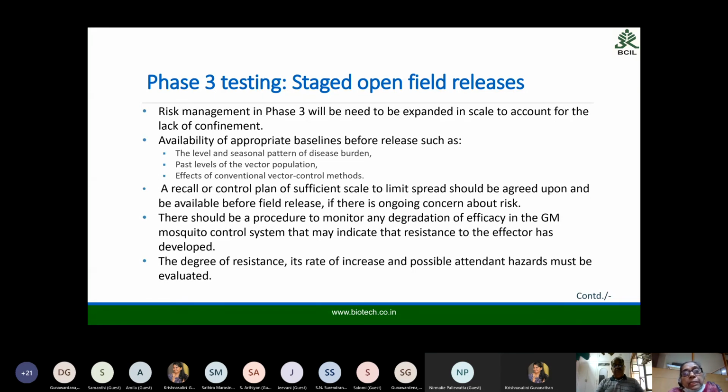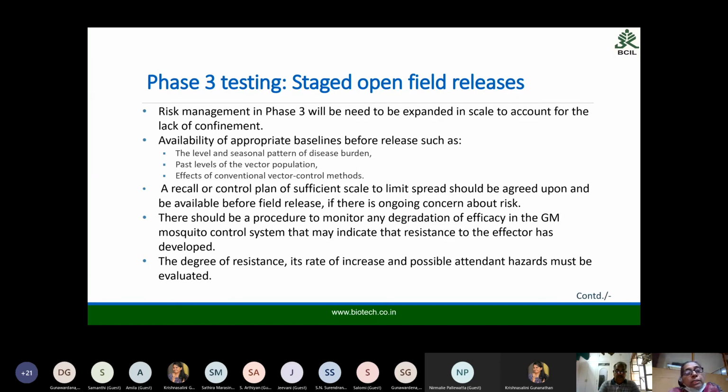Availability of the appropriate baselines is required before the release. We have already mentioned it, but I am reiterating the level and seasonal pattern of the disease burden, past levels of the vector population, and the effect of the conventional vector control systems. All this baseline information should be ready. A recall or a control plan of sufficient scale to limit spread should be agreed upon and be available before field release. Without this, the regulator is not going to give you the permission.